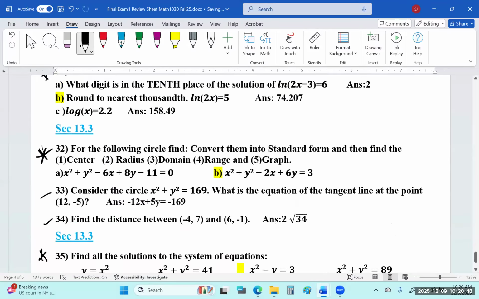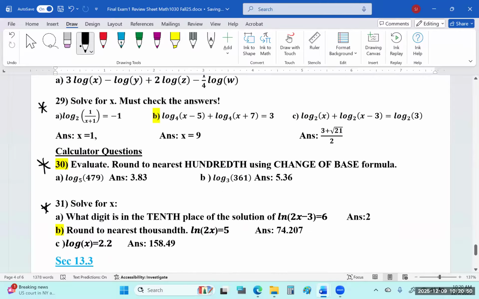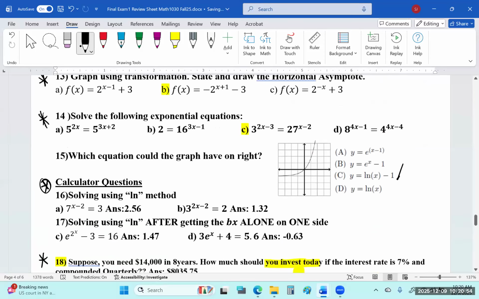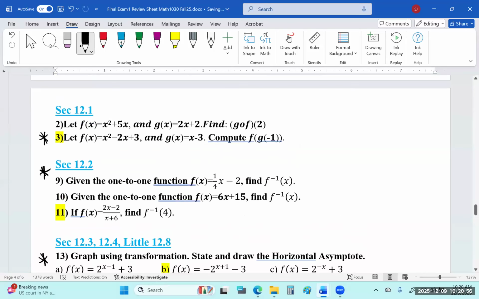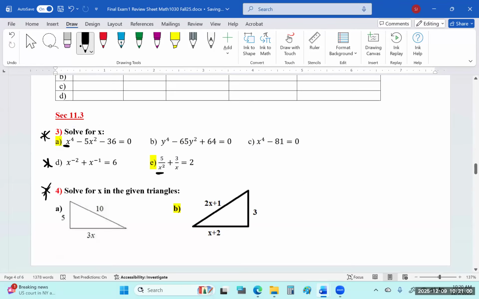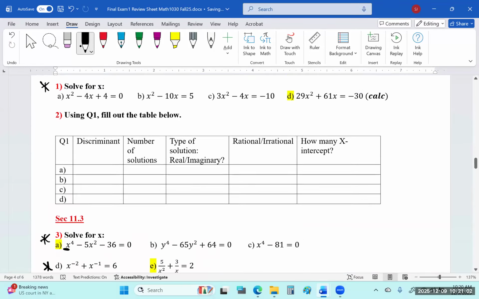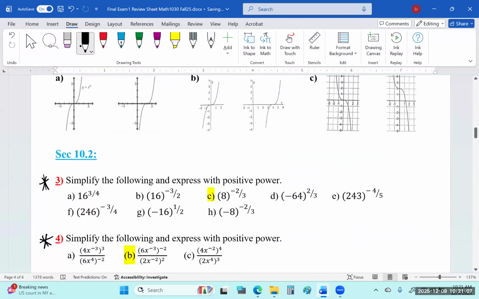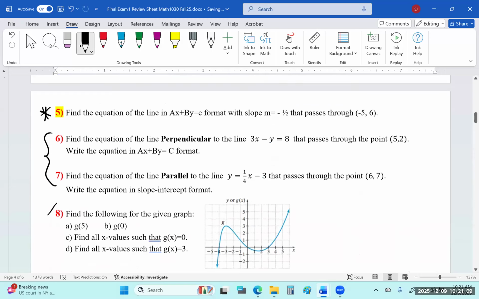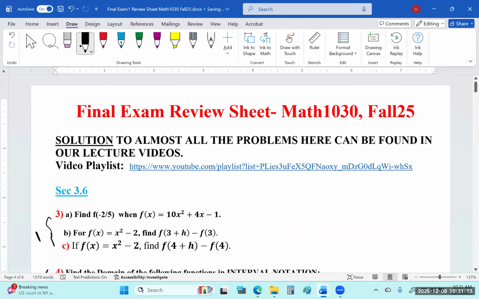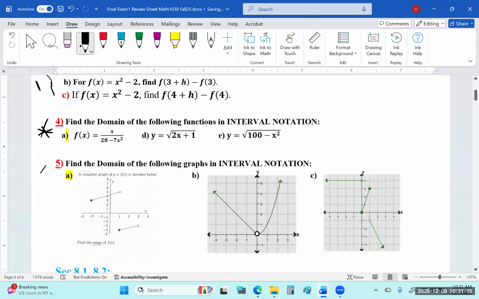So let me see how many topics I started. 1, 2, 3, 4, 5, 6, 7, 8, 9, 10, 11, 12, 13, 14, 15, 16, 17, 18, 19, 20, 21, 22, 23, 24, 25, 26, 27, 28, 29, 30. Okay.